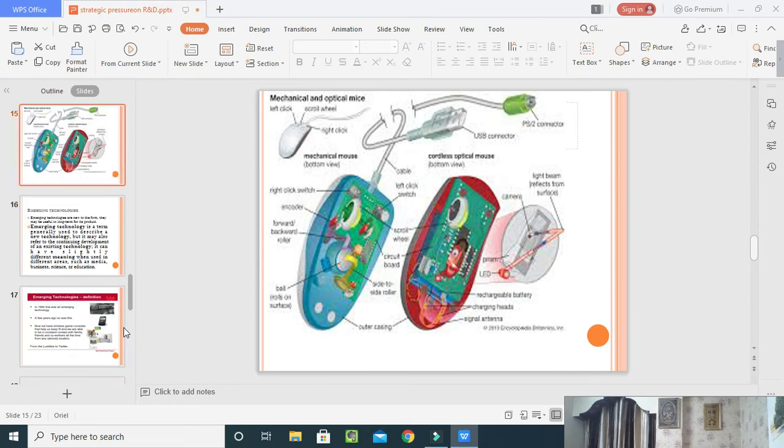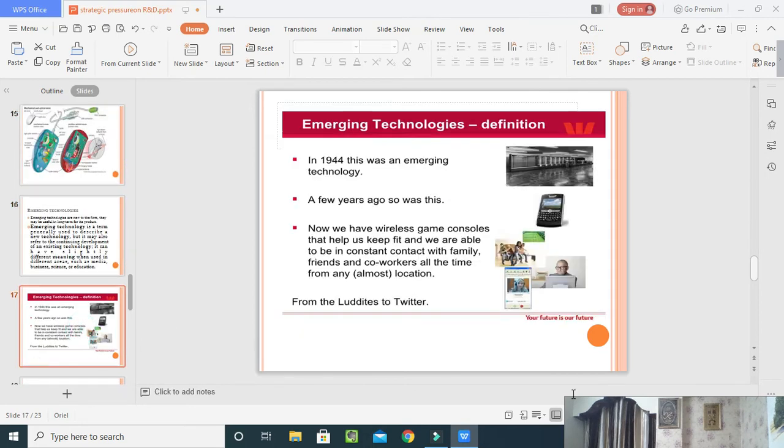Now we'll go for the next term, that is emerging technology. What does it mean? Emerging technology means it will come according to the time and situation. Gradually some features will be added and we will see some new changes in the product. See, in 1944 it was an emerging technology. A few years ago, it was like this, which you are seeing in the first picture.